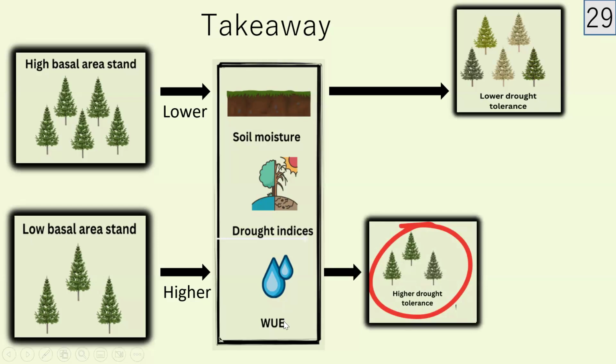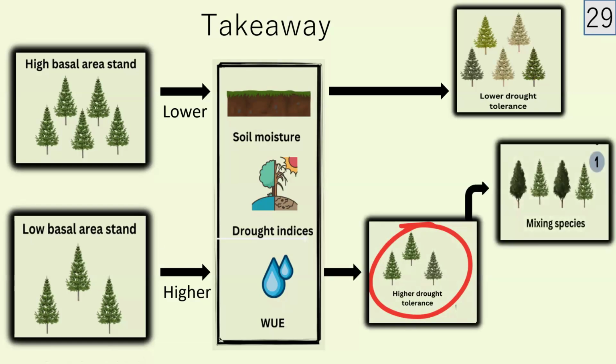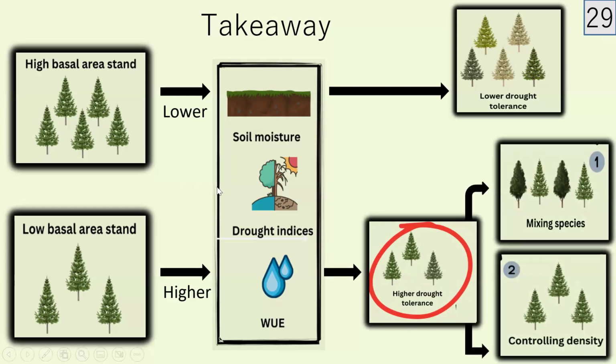The reason for the high drought tolerance of the low basal area stands, as already mentioned, is their lesser competition and more efficient utilization of resources between the trees. Two ways by which we can reach a higher drought tolerance in these stands are mixing tree species as well as controlling density. When you control density, you increase the spacing, while in mixtures there are two different tree species, so they can more efficiently utilize the resources.